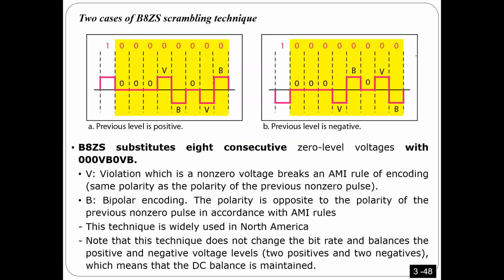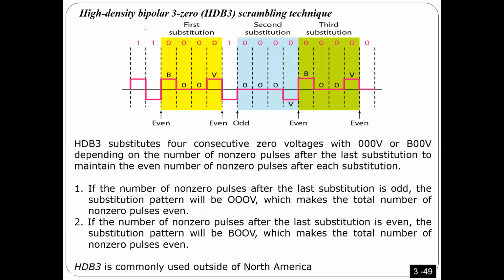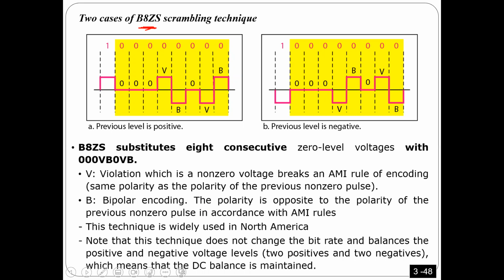So the idea here, as you see, is every time we have a sequence of 8 zeros. Here I'm going to teach 2 ideas. They are very close to each other. One idea we call B8ZS. The other idea is called HDB3. This one is used in North America. This one is used in Europe. So you will see they are very close to each other.